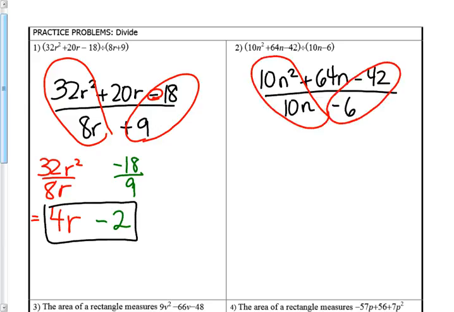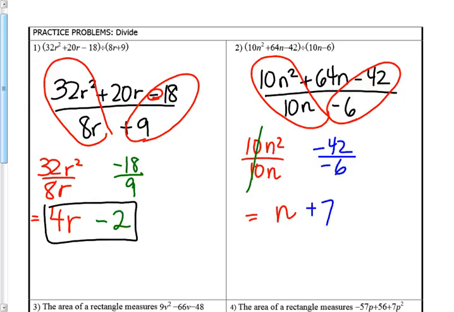I do want to be careful with my signs. I'm bringing those signs in front with my expressions here. All right, so we have 10n squared divided by 10n. And what's going to happen here, the 10s are going to cancel. So we have 2 n's on the top in my numerator, 1 n in my denominator, so I only have 1 n left over. And then on the other side here, we have a negative 42 divided by a negative 6. Negative divided by negative is a positive. So my answer is n plus 7.